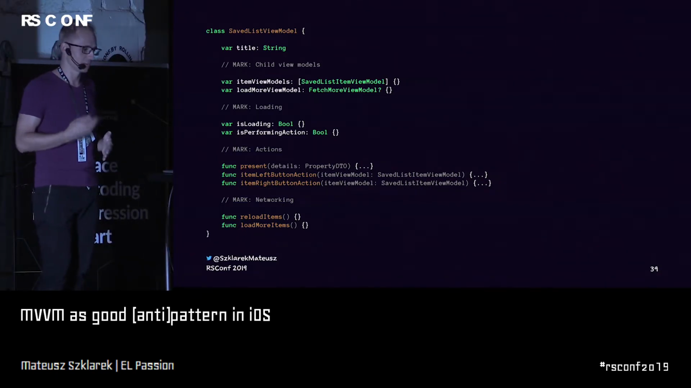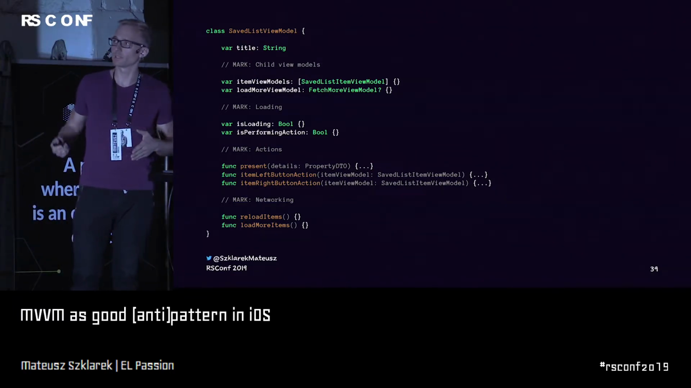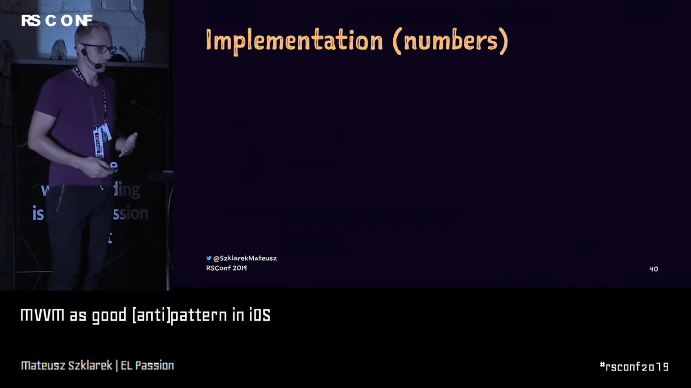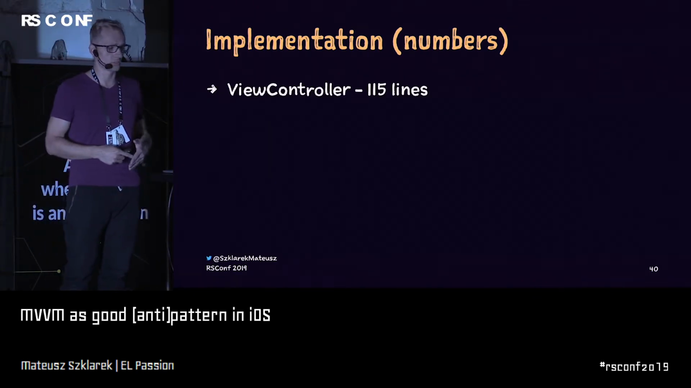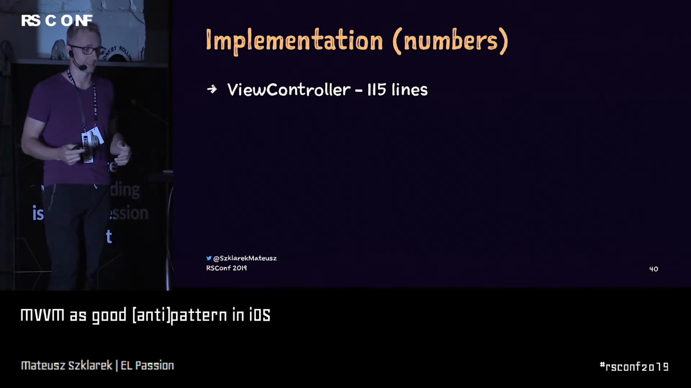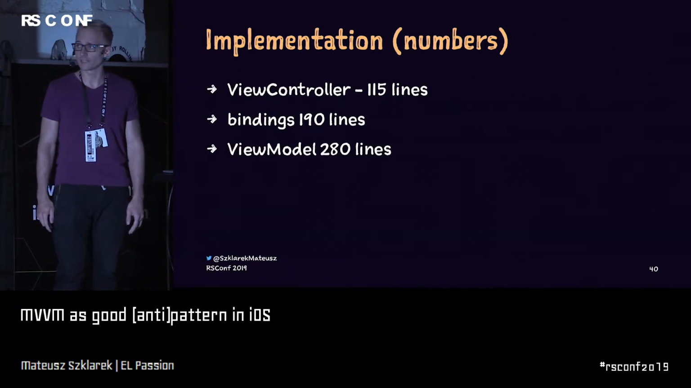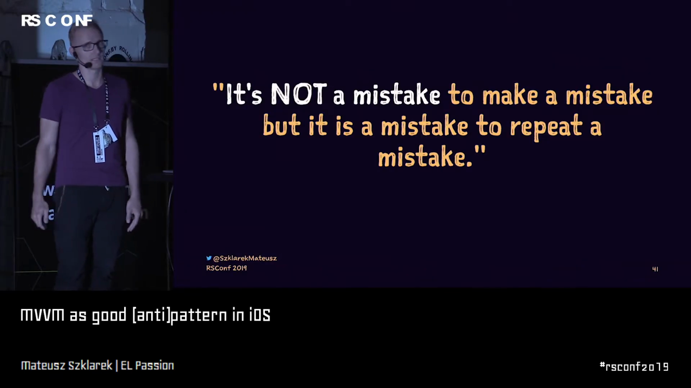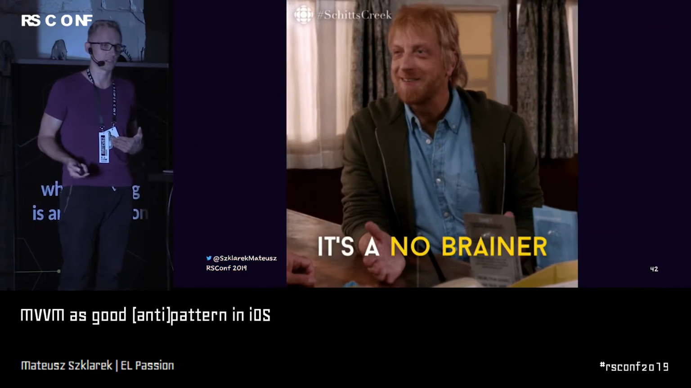Let's get back to my view model, which I showed you previously, and let's analyze all components. Not only view model part, but view controller and data bindings. I will show you real numbers from my project. In this specific implementation, view controller, which was bound to this saved list view model, has 115 lines of code. Not bad. Bindings has 190 lines of code, and view model has 280 lines of code. It's definitely too much logic in one place. And I want to say that everyone makes mistakes, but it's much more important what you will do with this knowledge in the future.